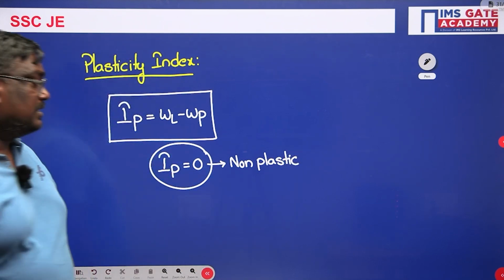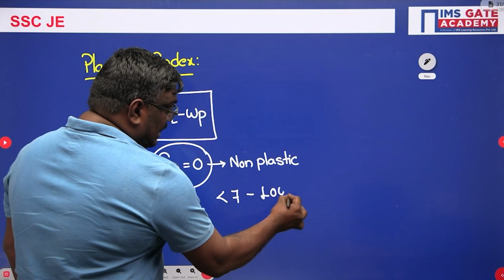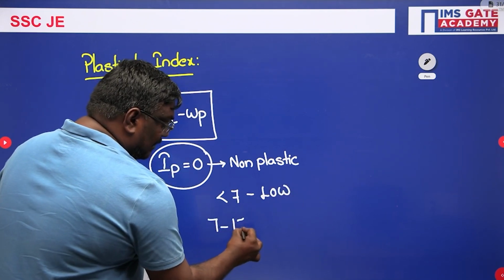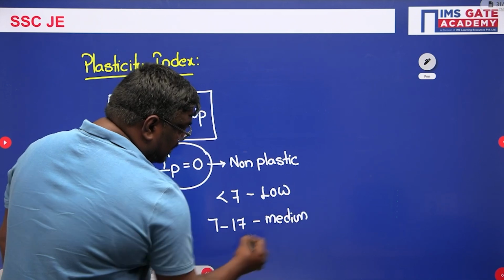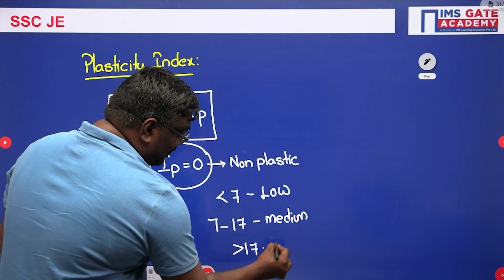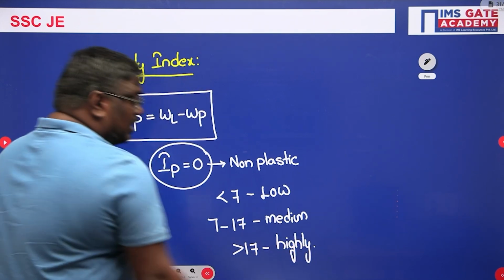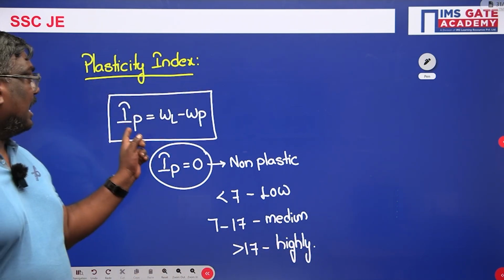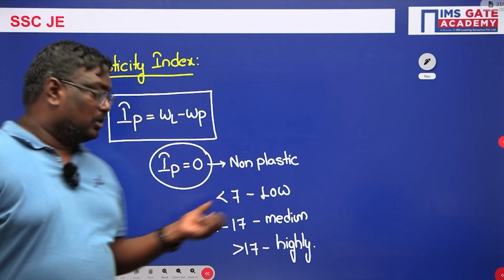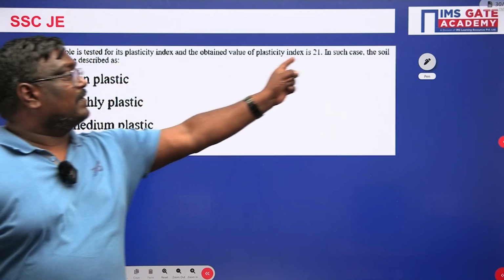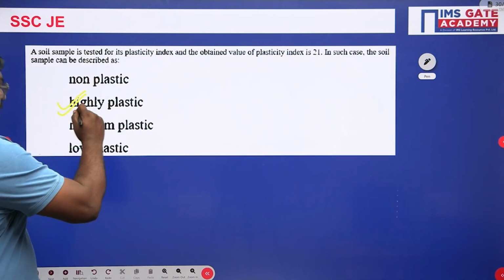Or, my dear students, if plasticity index is less than 7, we call it low plastic. If the plasticity index is between 7 to 17, we call it medium plastic. And remember, my dear students, if the plasticity index is more than 17, we call it highly plastic. I hope you are clear with this. So here IP is WL minus WP. They have given IP as 21. So it is highly plastic. So option B will be the right answer.